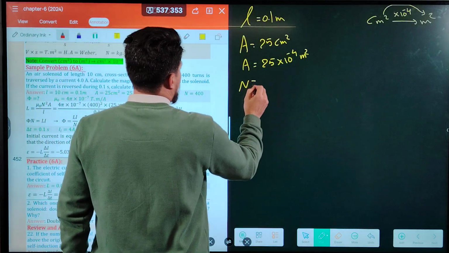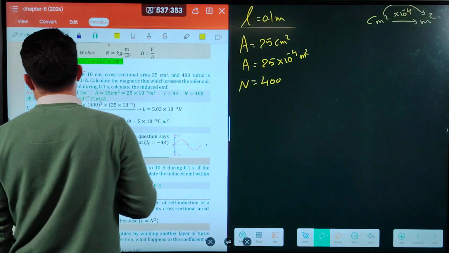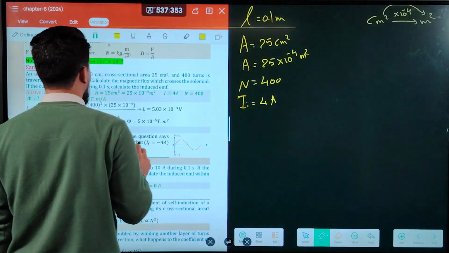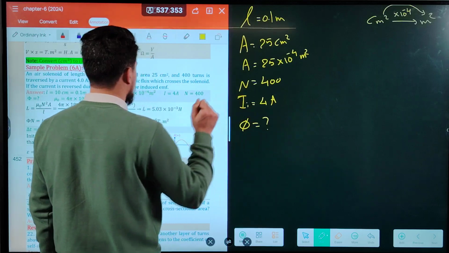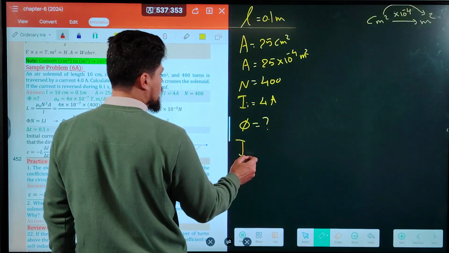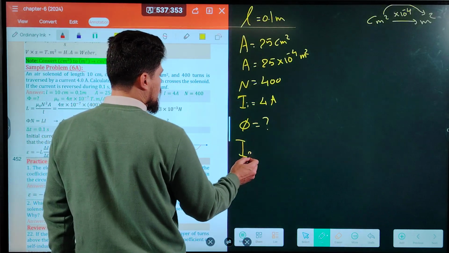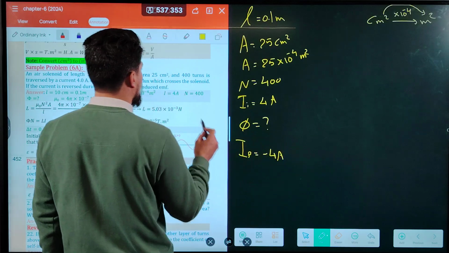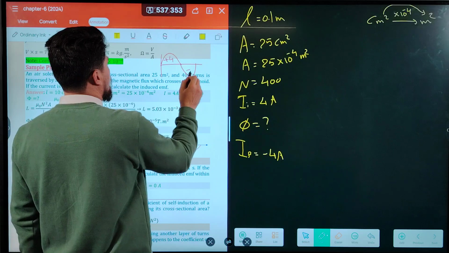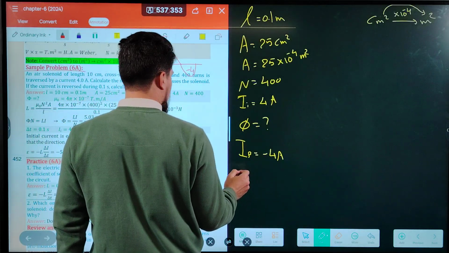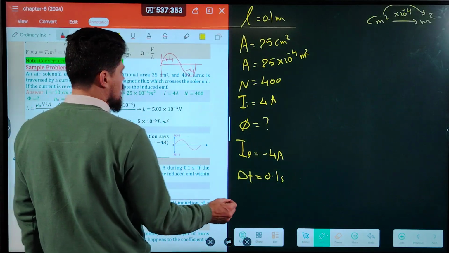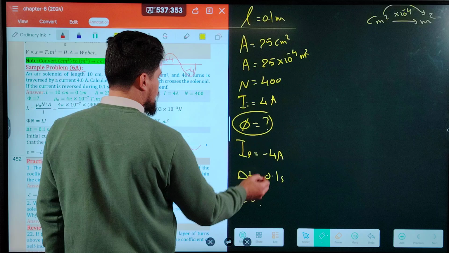And number of turns is 400 turns. It's traversed by a current, I initial is equal to 4 ampere. Calculate the magnetic flux, which crosses the solenoid. When the current is reversed, the current becomes negative with the same magnitude, negative 4 ampere. So positive 4 and negative 4 ampere, in a time of 0.1 second. Calculate the induced EMF. How many unknowns do we have? 2.